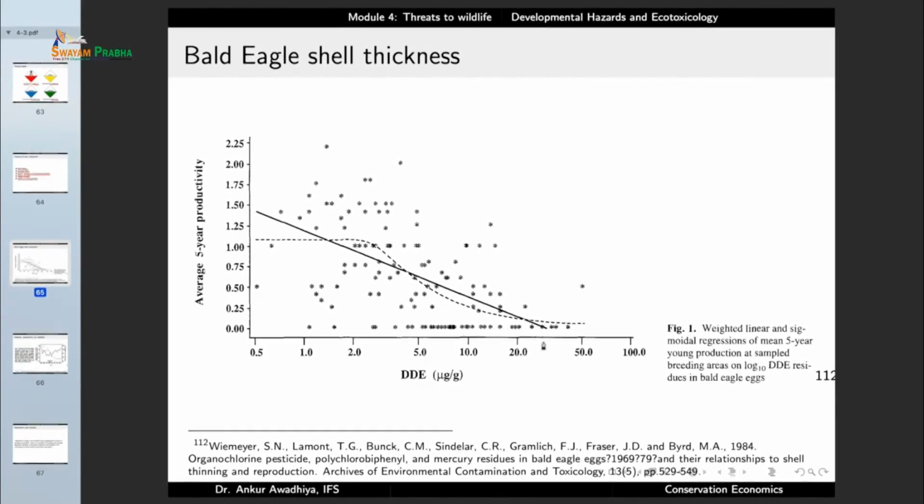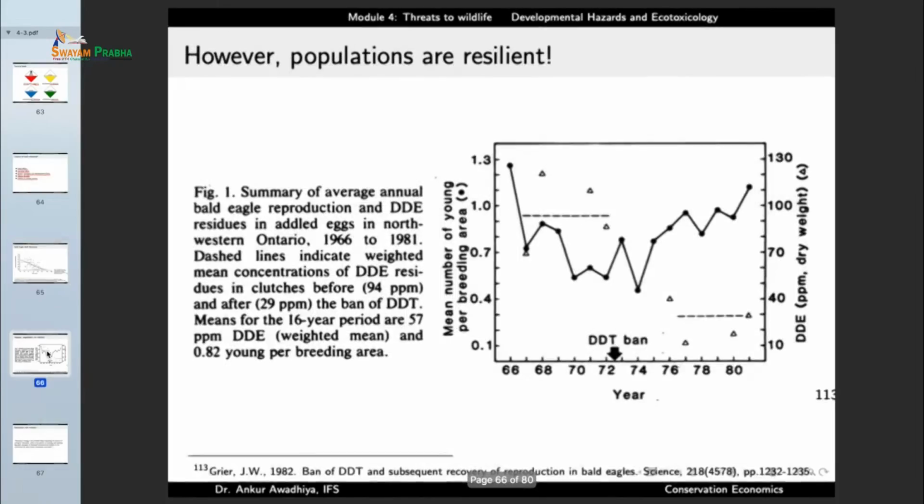And because these chemicals are very persistent chemicals, these impacts will be shown for a very long period of time. But then we still have hope because a number of these populations are also resilient. So if you look at this curve, on the x-axis we have the years, and DDT was banned in the year 1972 in the United States. Before this ban, this line is showing us the DDE concentration in terms of ppm of dry weight, and the average concentration was around 100 ppm.